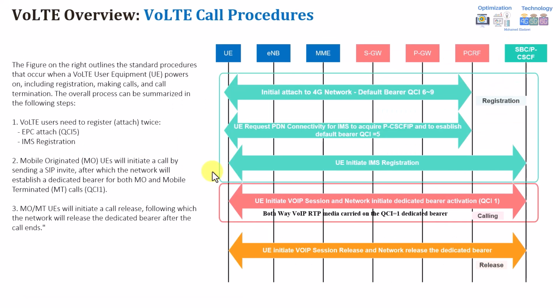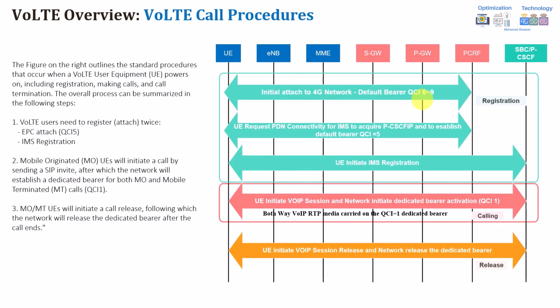So let's move forward. Before moving into the details of the call flow, signaling, registration and other stuff, I would like to take you through a very high-level view of the VoLTE call procedure in general. You can say it is divided into 4 steps. The first step: if the user is not registered at all on the network, you need to initiate a registration or attach message to get the default bearer, which is QCI 9. This is the first step.